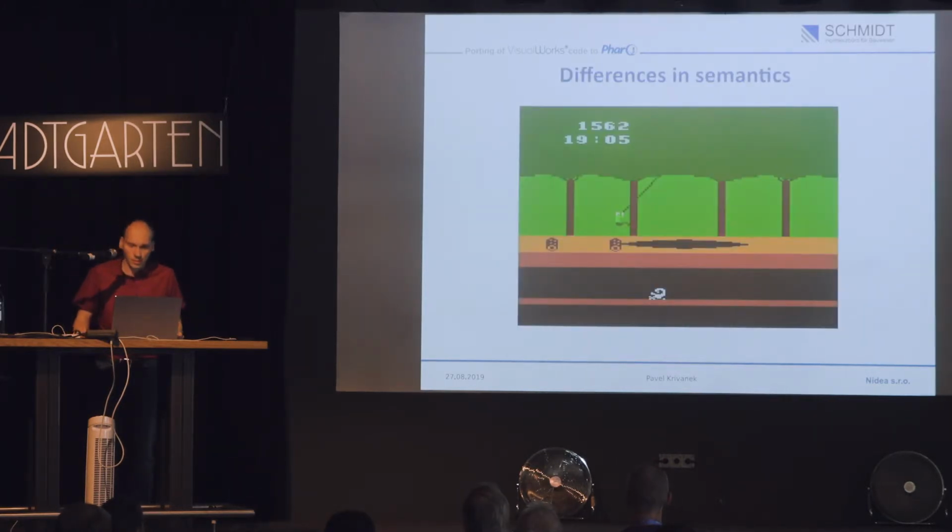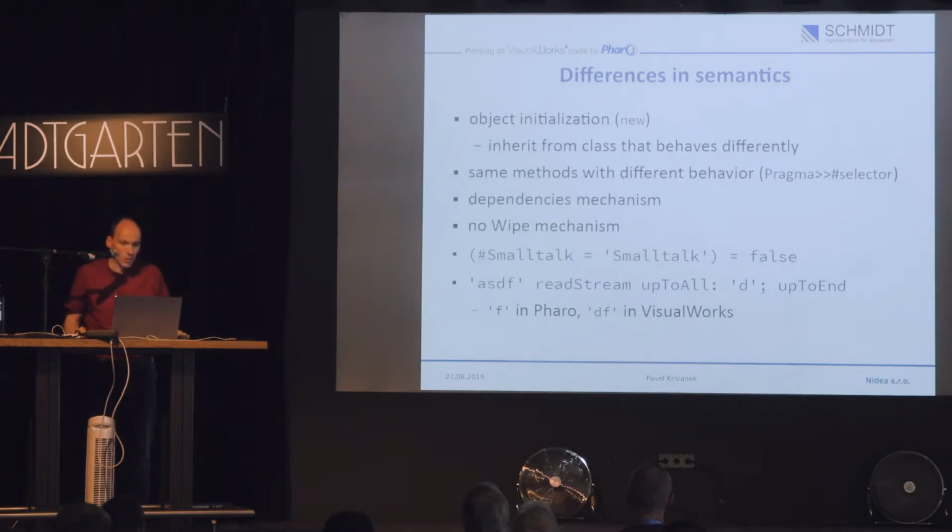The real pitfalls appear when we were talking about differences in semantics. The very well-known stuff is that VisualWorks doesn't have implicit initialization of objects if you send a new message, which is easy to deal with, but it can lead to very strange issues when you have the same method in VisualWorks and in Pharo, and they behave differently, and you need to subclass them. Some methods in VisualWorks and in Pharo have the same name, but they have different semantics, like pragma selector.